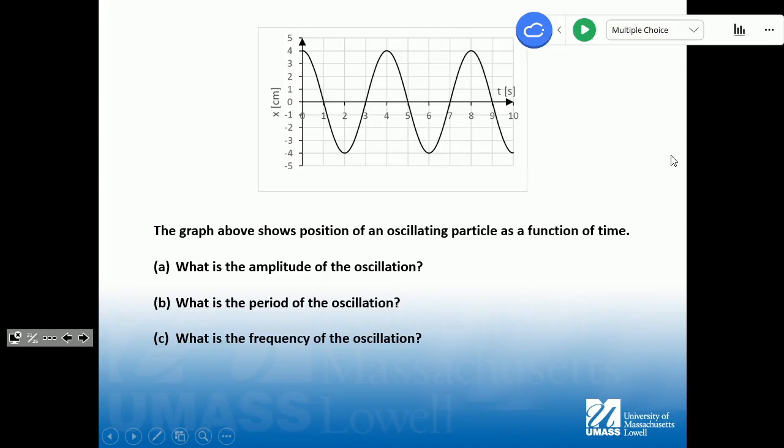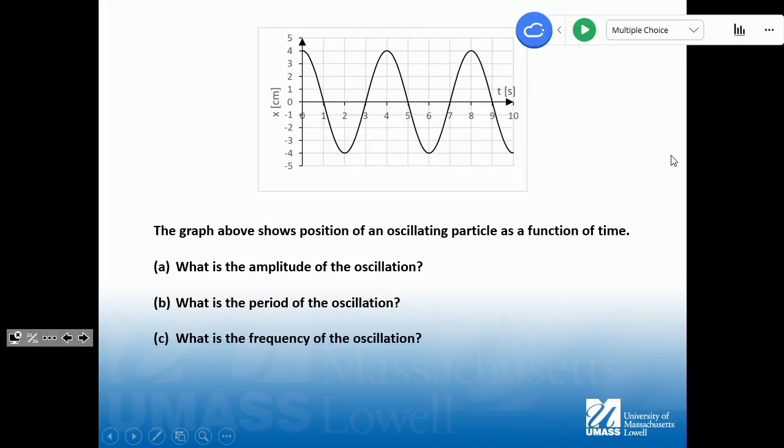Okay. How do I find the amplitude of the oscillation? Amplitude is defined as maximum displacement from equilibrium. Equilibrium would be x equals 0. So what is maximum displacement from x equals 0? 4 centimeters. So the amplitude of this oscillation is just 4 centimeters. Everyone with me? Okay. Now let's see what is the period of the oscillation.